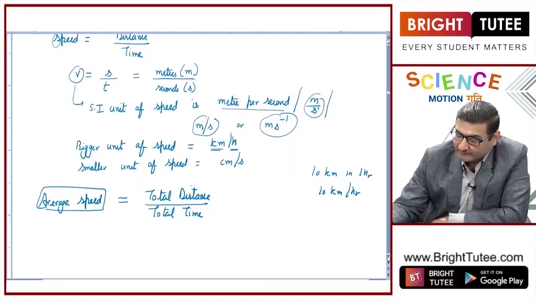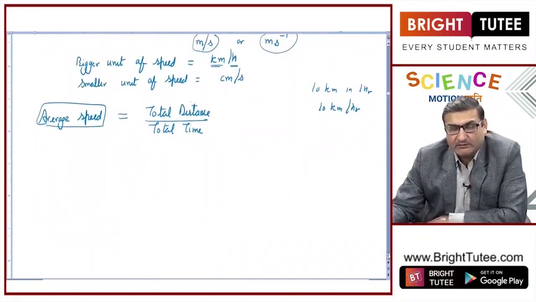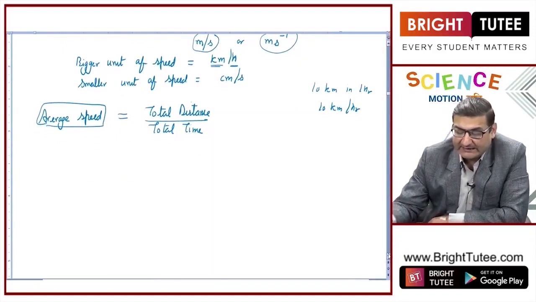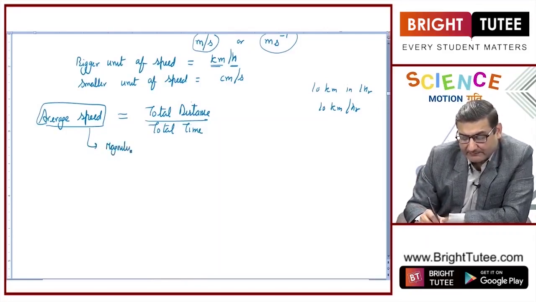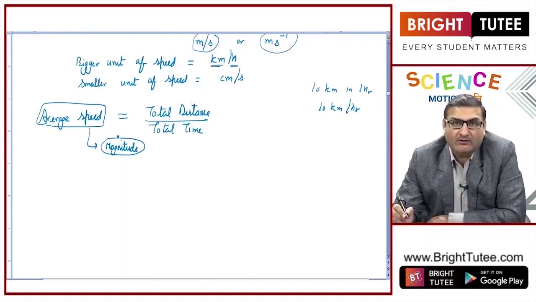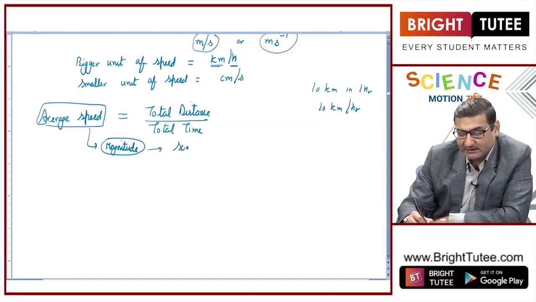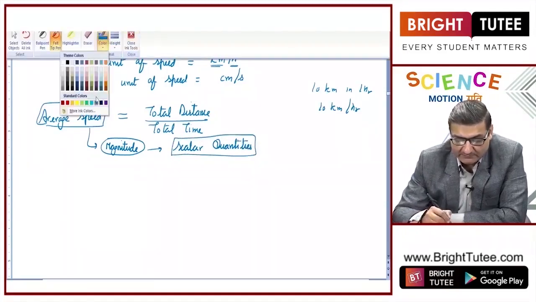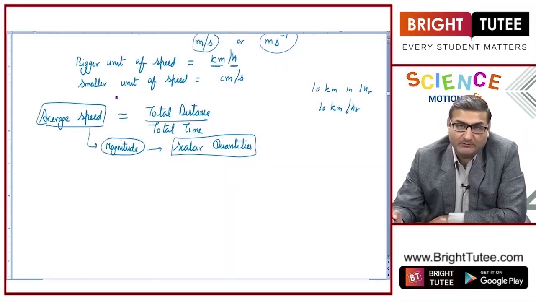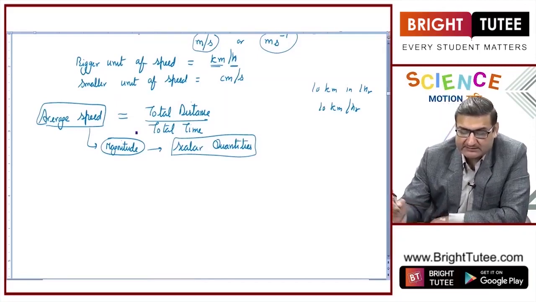Got it? Good. Now, if we are talking about the speed of an object, we can express the speed in terms of its magnitude or the quantity only. How much speed? How many kilometers in how much time? Since we are expressing in terms of magnitude only, we say that speed is a scalar quantity. Remember, we did the scalar and vector quantities. Scalar quantities are those quantities which are expressed in terms of only the magnitude, right? Got it? So speed is a scalar quantity.